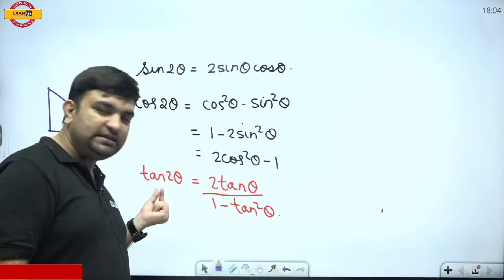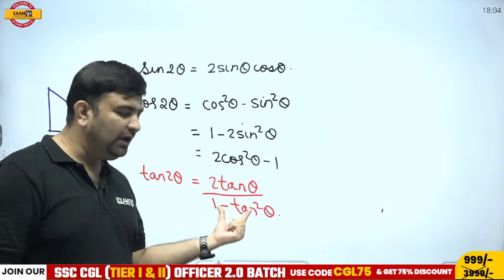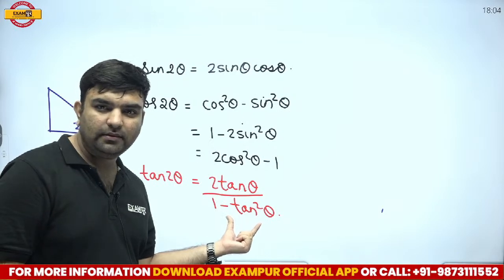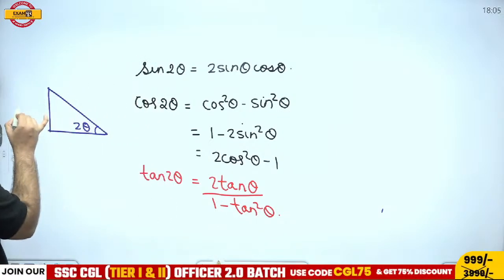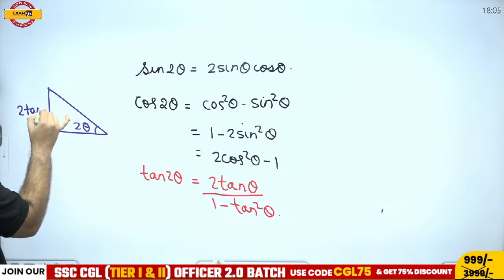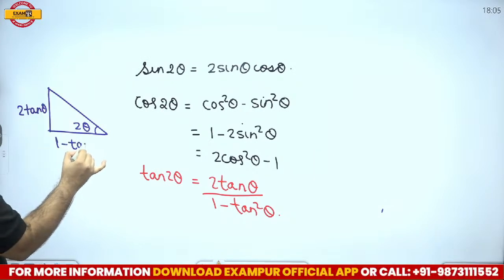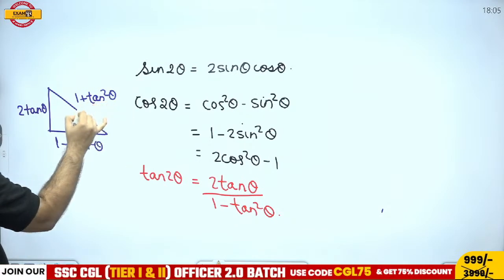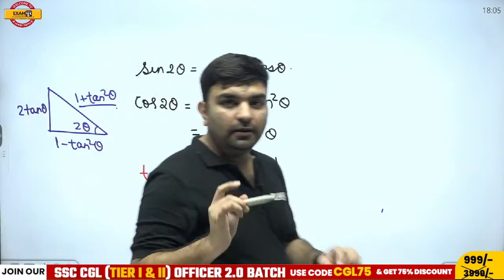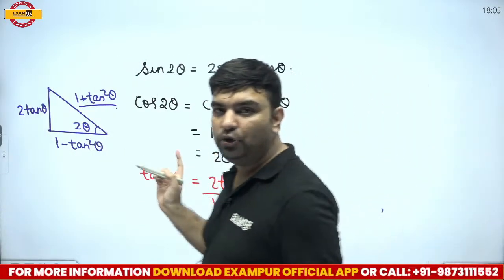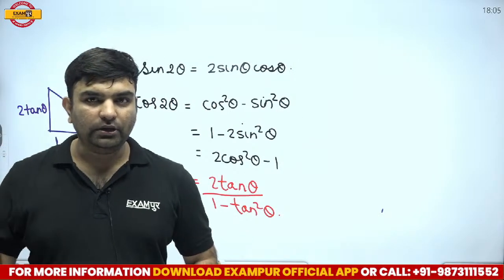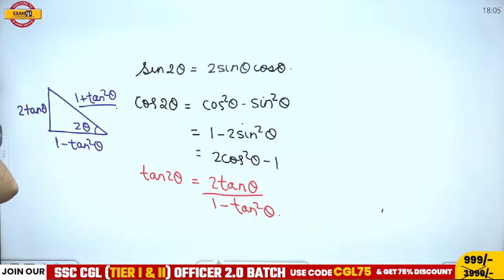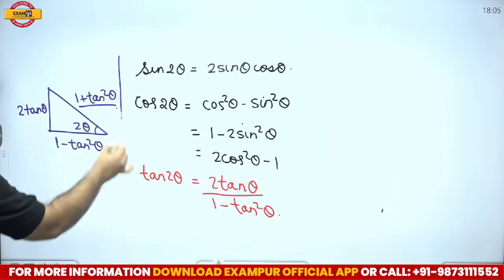Guys, if this is tan theta, can I say this is perpendicular, this is base? So perpendicular is 2 tan theta and base is 1 minus tan square theta, so hypotenuse is going to be 1 plus tan square theta. Are you able to identify from where we are doing this connect?